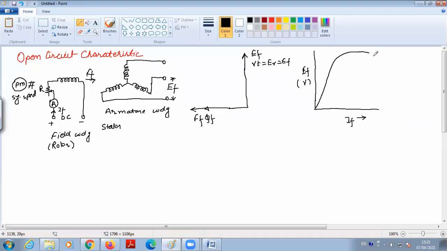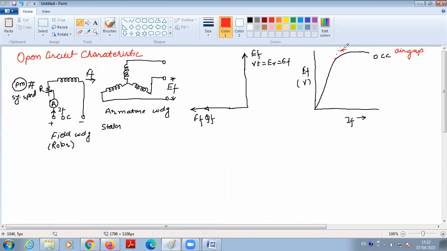This is called the OCC, the open circuit characteristic. If you draw a tangent line to the OCC, you will have the air gap line. The air gap line represents the characteristic if there were no saturation. It is quite clear that this region is because of the saturation. If there were no saturation, the characteristic would be a straight line.